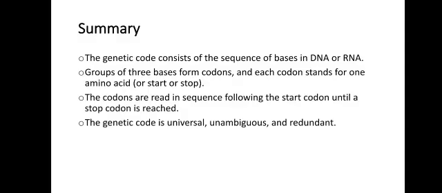The summary of this lesson. The genetic code consists of the sequence of bases in DNA or RNA. Groups of three bases form codons, and each codon stands for one amino acid. The codons are read in sequence following the start codon until a stop codon is reached. The genetic code is universal, unambiguous, and redundant.